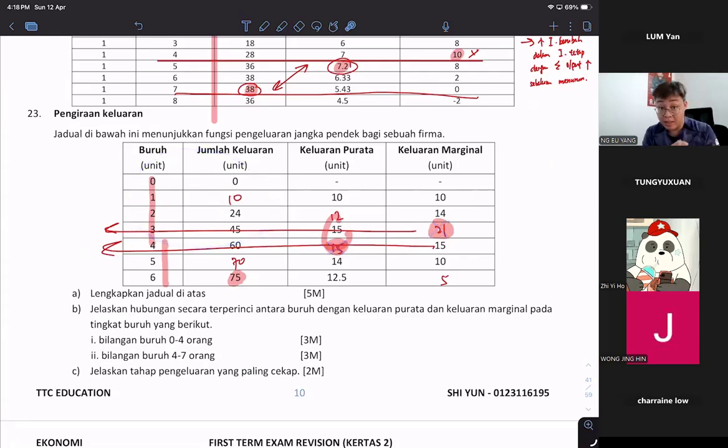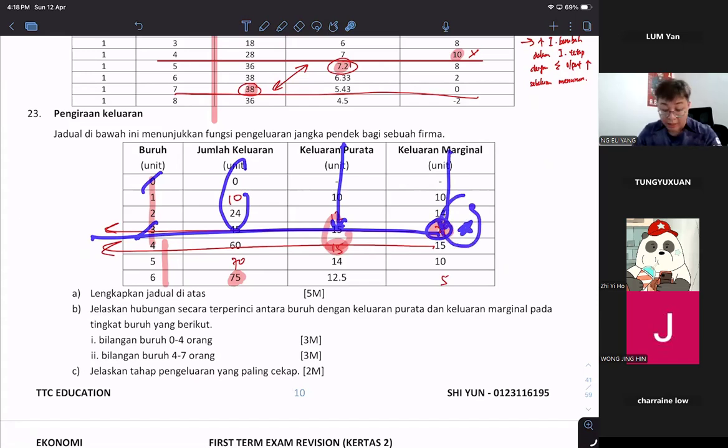So that's why I read the answer. Apabila buruh increasing from 0 to 3, jumlah keluaran increasing to 45, no marks. Keluaran purata increasing to 15, not maximum, no marks. Keluaran marginal increasing to 21 dan mencapai nilai maksimum. This is your second mark.